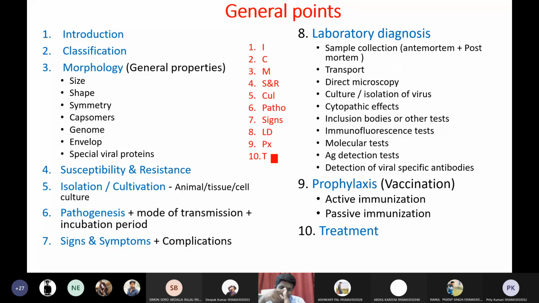First, we will write the introduction, then its classification, then virus morphology. In the morphology, you must tell the size, shape, symmetry, capsomeres, genome, envelope, and special proteins of the virus. Then you need to write susceptibility and resistance of the virus, then isolation and cultivation, pathogenesis, signs and symptoms, lab diagnosis, prophylaxis, and treatment. I don't know how you will memorize these 10 points, but you must memorize them. If you know these 10 side headings, then you can write something for the virus.